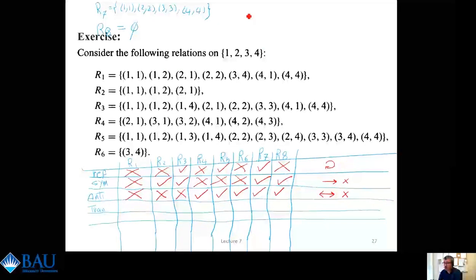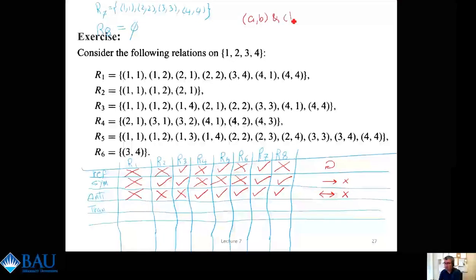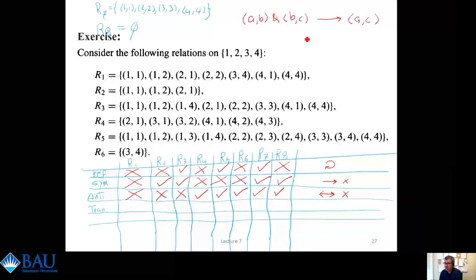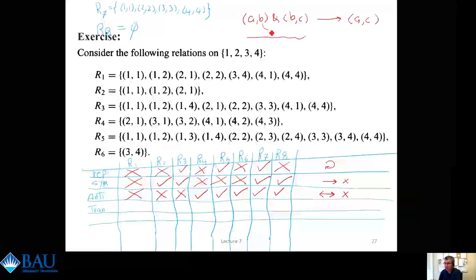Pay attention, I want to write it. If you have AB and BC, then we need AC. If you have it, then check AC. Pay attention, these two must be the same. Okay. You don't need to pick up the same numbers again.